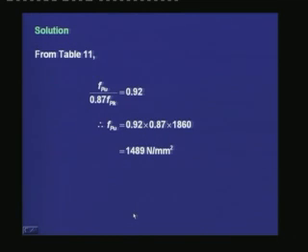Again, going back to table 11, we find out that this time FPU is less than 0.87 FPK, and FPU by 0.87 FPK is equal to 0.92, from which we get FPU is equal to 0.92 times 0.87 times 1860 is equal to 1489 Newton per millimeter square. That means once we have increased XU, we also get a drop in the prestressing stress in the tendons.